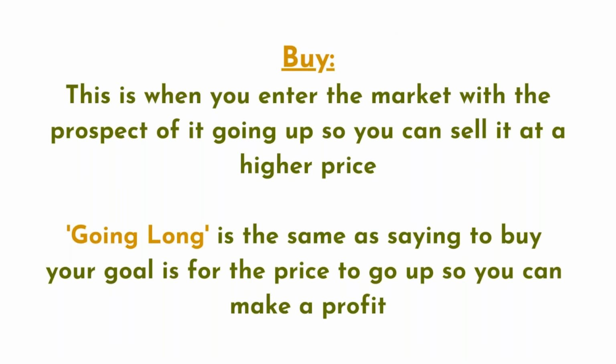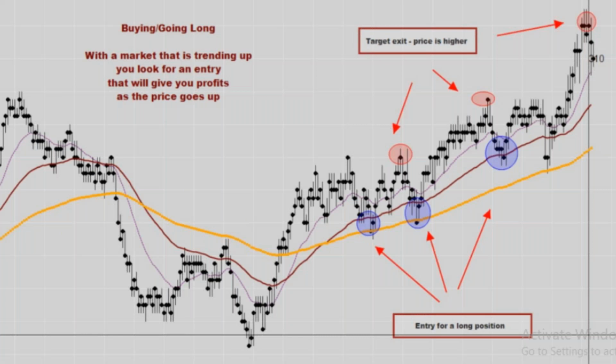When you're trading and you're going into an upward trending market, what are you doing? You are buying. You are going long. What does that mean? It means you are entering at a lower price point, exiting at a higher price point, and taking the profit in between.